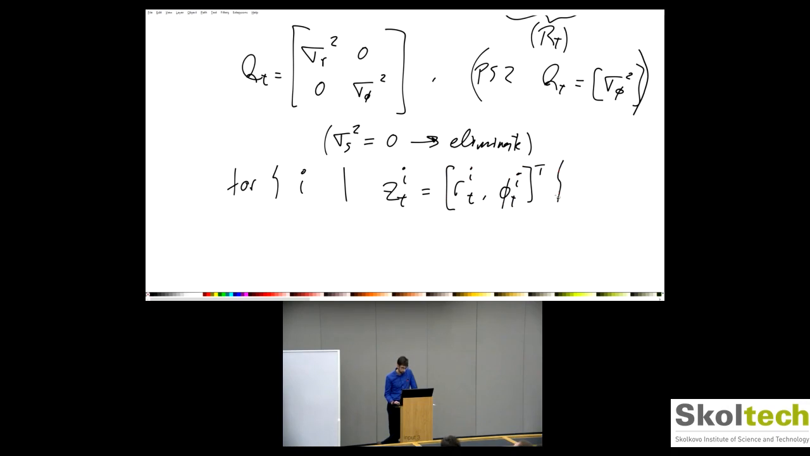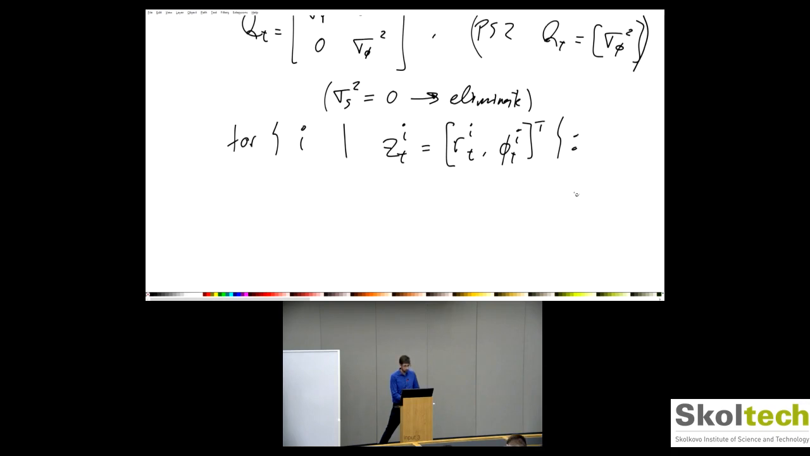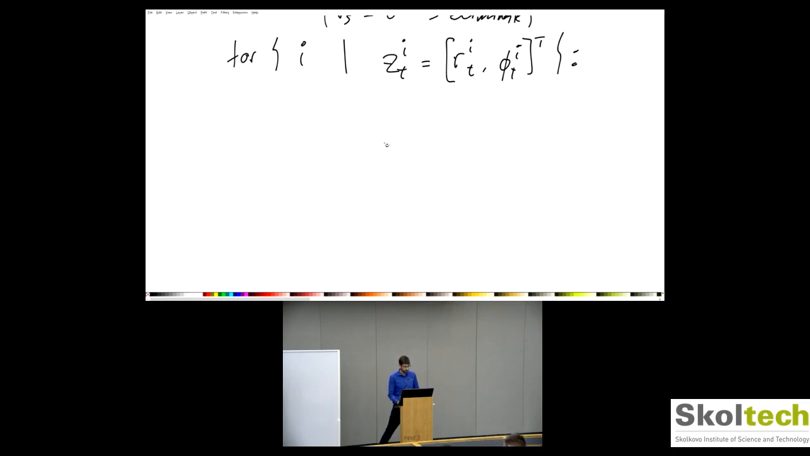Okay, so we have all these indexes, right? In the previous case, we had three observations, right? So we'll have three measurements on range and bearing. And then the question is, how can we update the Kalman filter with three different observations? And it turns out to be easier than what it seems.